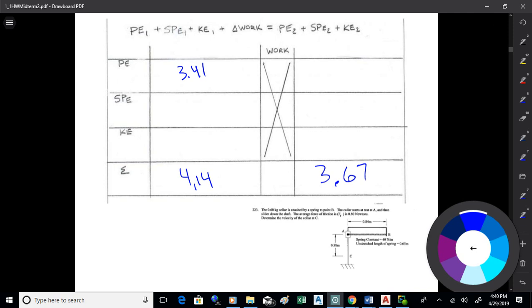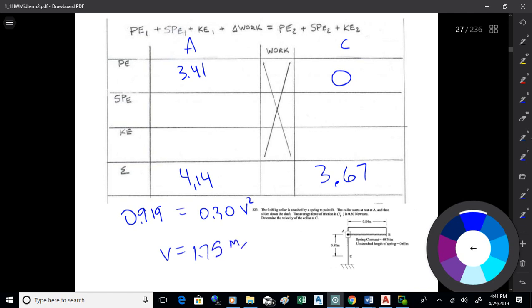Okay, now there's no potential energy when you get to the other side there at C, because you're down at the datum. There is spring energy, and you want to be able to equate the total energy that's left over, 0.919, and set that equal to 0.30 v squared, and then you can solve for v, 1.75 meters per second. So that's just some of the numbers there in the table.